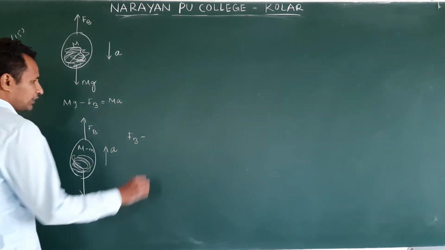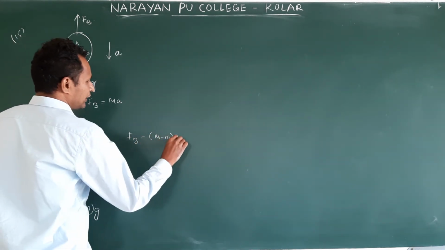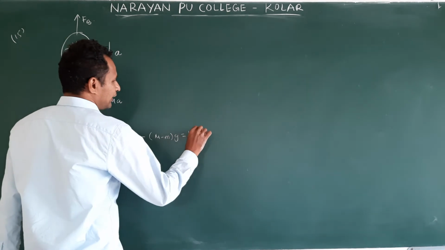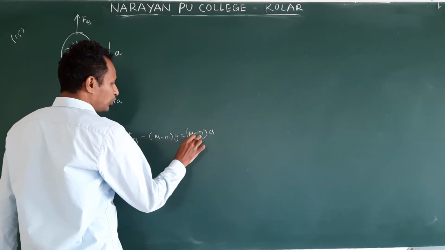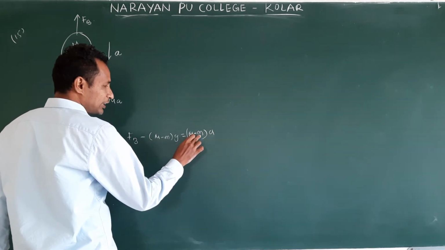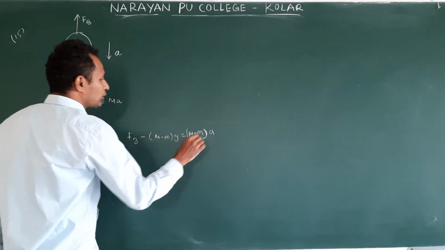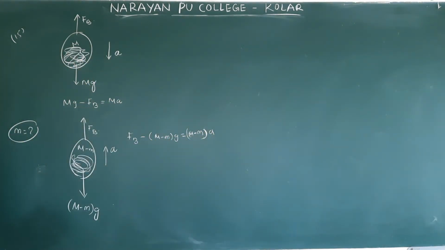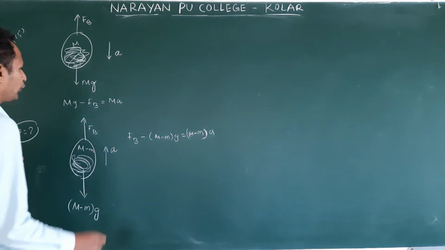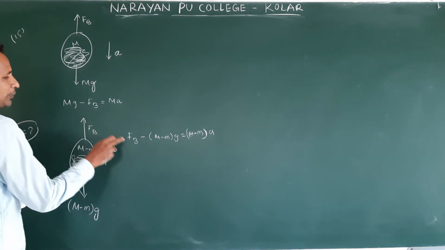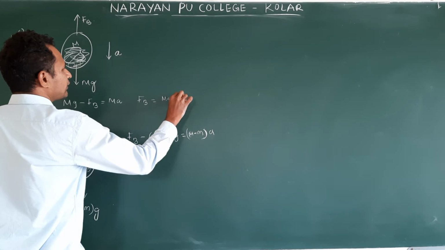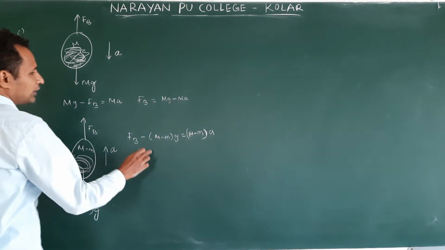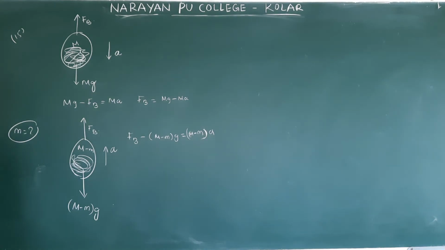Now, how do you write the equation? F B minus (M minus m)g is equal to (M minus m) into a, where M minus m is the remaining total mass. This is going up. But the question asks what amount of mass to remove. Then from the first equation, substitute F B here. How do you write? F B is equal to Mg minus Ma. Substitute that here. We will get the answer, small m, given in terms of a and g.